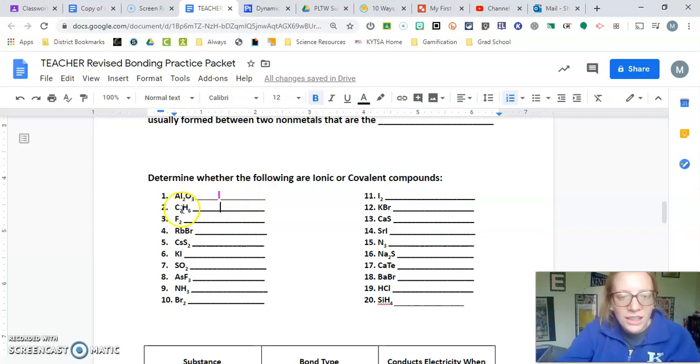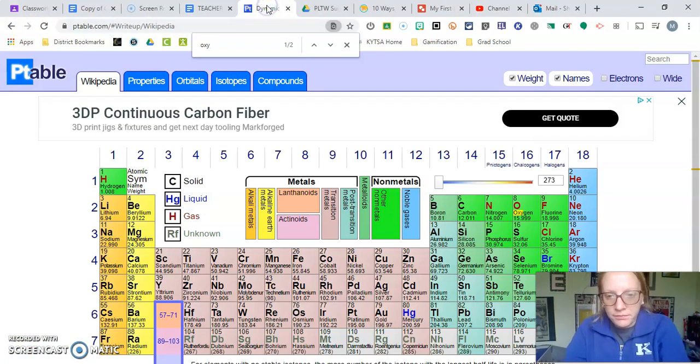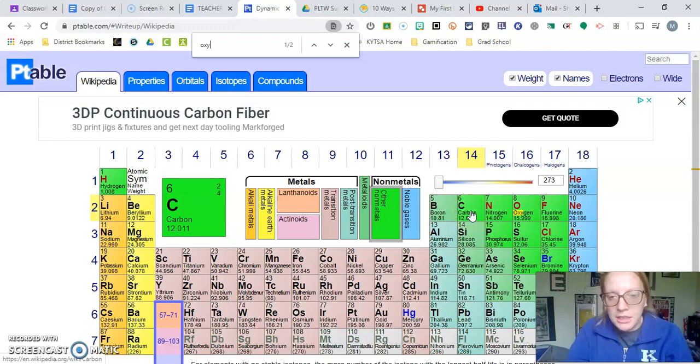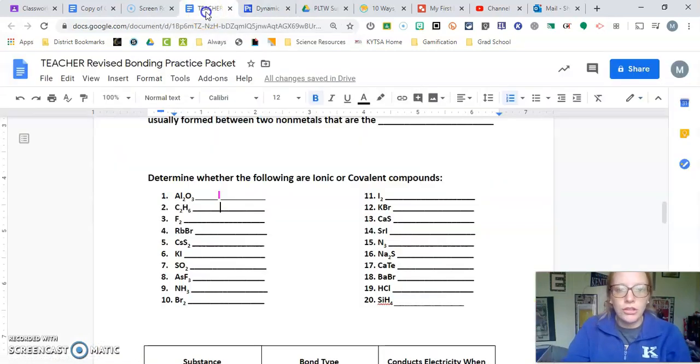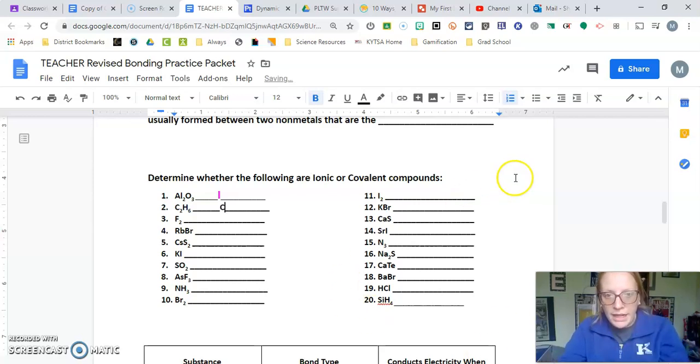For number 2, we've got carbon and hydrogen in a ratio of 2 to 6. So if we go to ptable and we find carbon and hydrogen, carbon is over here and it's green, so that means it's a non-metal. And then hydrogen is over here, it is green also, so it's a non-metal. So you should know from your notes that two non-metals make a covalent compound. You can just write that as a C right on there, or you can type out covalent. It doesn't matter to me, I know what you mean.